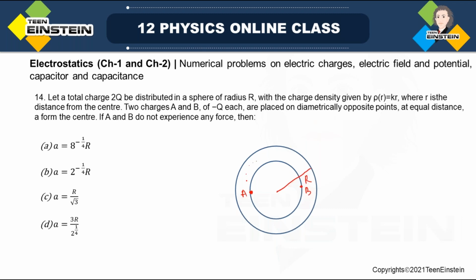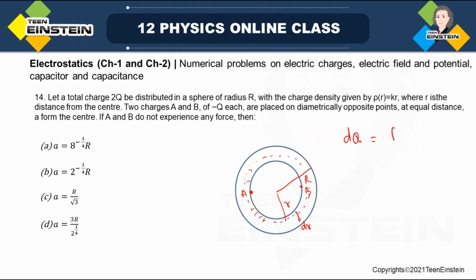Now let us consider a cell of radius r and having thickness, suppose dr. This is up to here r, and this is dr, so it has thickness dr. If I consider a spherical cell, then what is the charge contained in the cell?